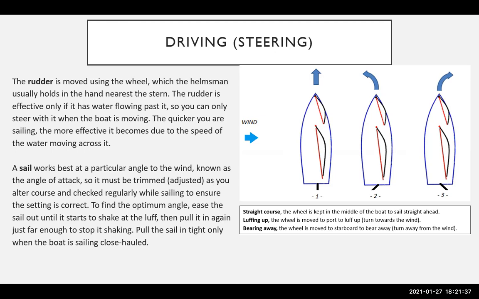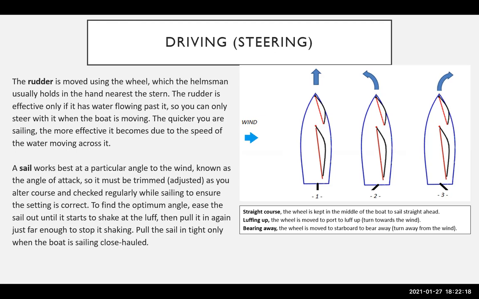We're going to talk first about sailing upwind. So the rudder is moved using the wheel, or in this case, the tiller, which is the wooden stick that comes off of the rudder. It's a direct drive system because you're directly touching the tiller, which directly touches the rudder. The rudder is effective only if it has water flowing past it. So when you have no current underneath you and you're not moving forward, your rudder is essentially useless. You can't change direction if you don't keep speed up.